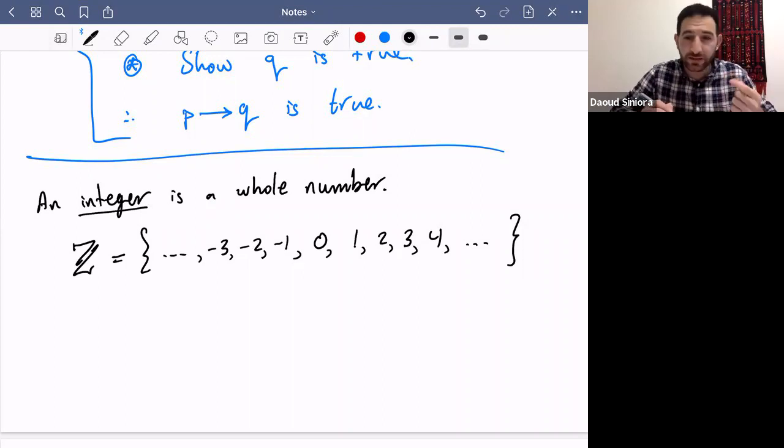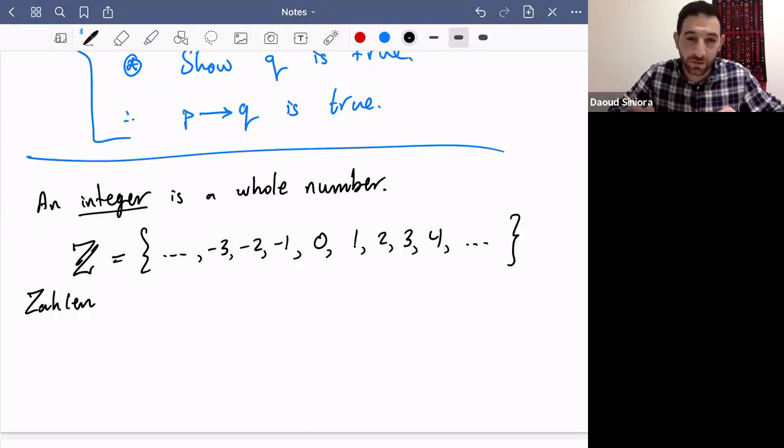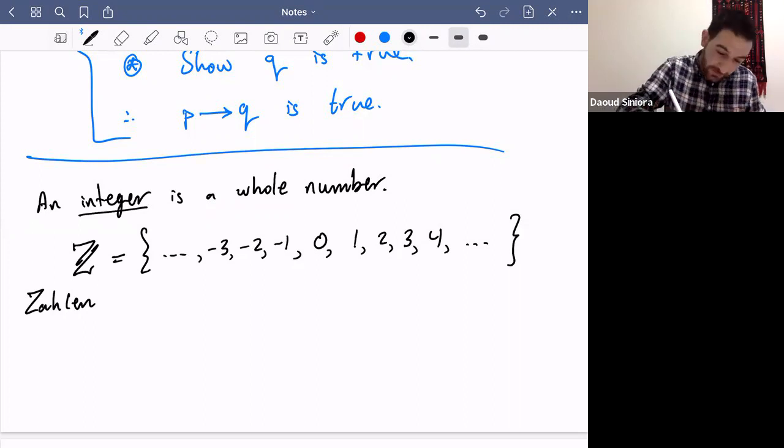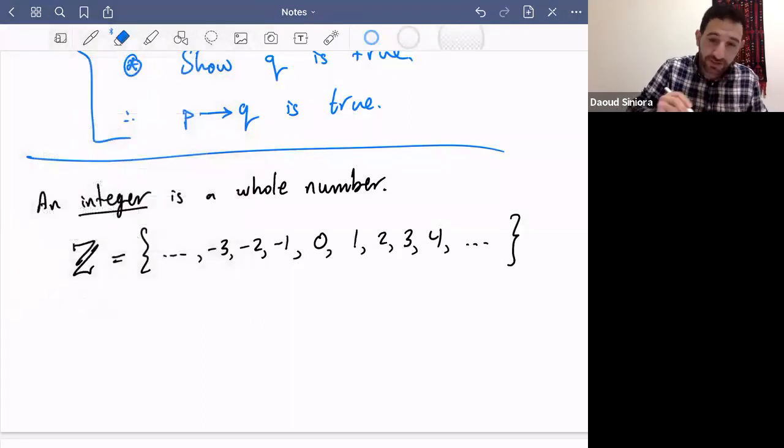And we use the letter Z because in German, the word for numbers is Zahlen. So let me write it here. This is the German word for numbers. It's a plural word. Now, this will be our domain in the coming examples. Now, I want to give you some properties about integers.